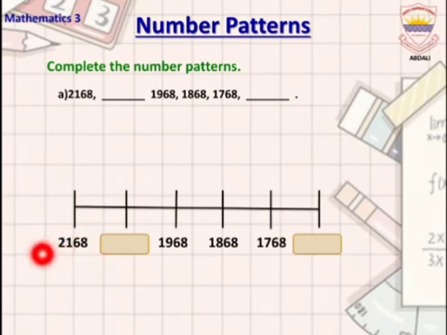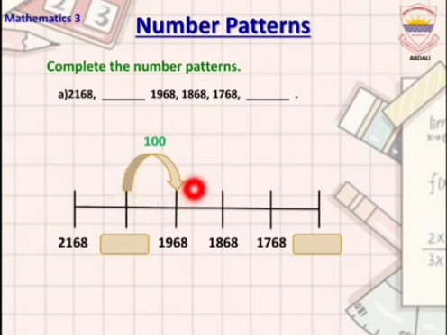We write 2168. After that we find the number after 2168. Then we write our third number 1968. After that we write 1868. After that we write 1768. And we find the number after 1768. Students, the difference in each mark of a number line is 100.